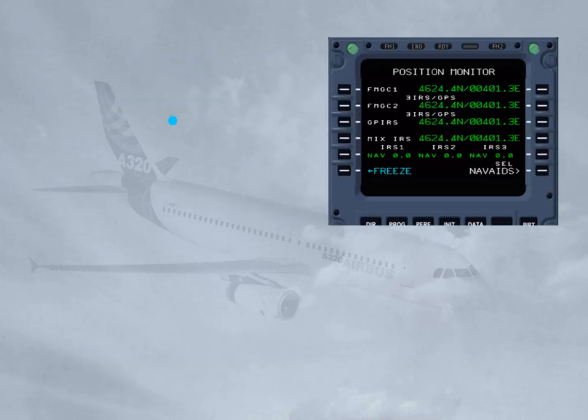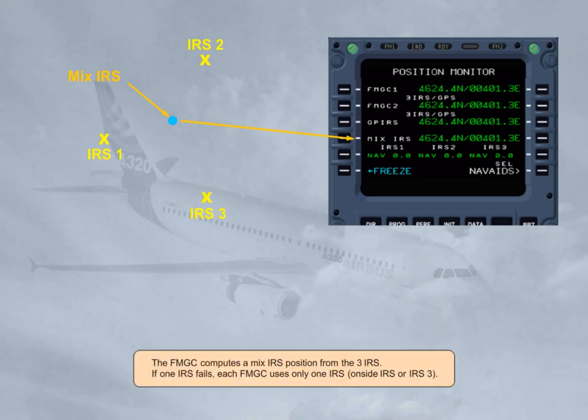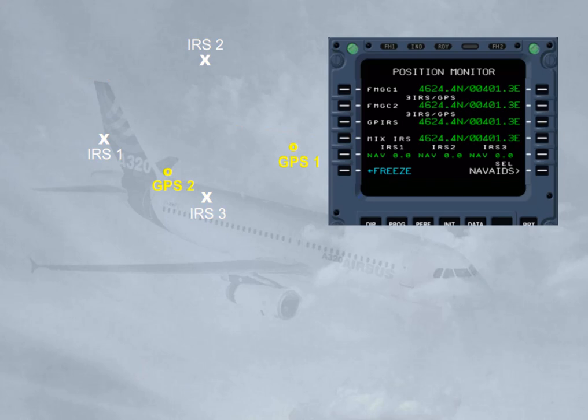The FMGC computes a mix IRS position from the three IRSs. If one IRS fails, each FMGC uses only one IRS, onside IRS or IRS-3. Each IRS computes a hybrid position that is a mix IRS GPS position, called GPIRS.